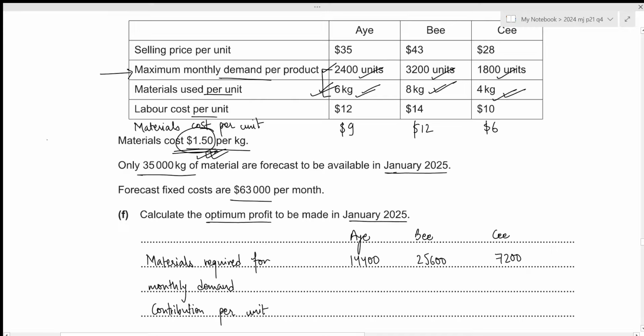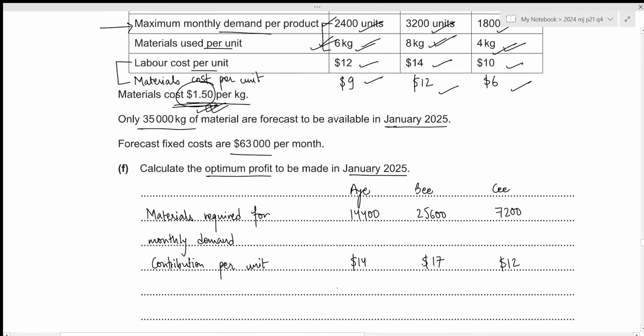That is just going to be selling price minus the variable cost, and in this case the variable cost is the labor cost and material cost. So for product A, the contribution per unit will be 35 minus 12 minus 9, which will result in the value of 14. For product B, that will be 43 minus 14 minus 12, which results in the value of 17. And for product C, that will be 28 minus 10 minus 6, which results in the value of 12.